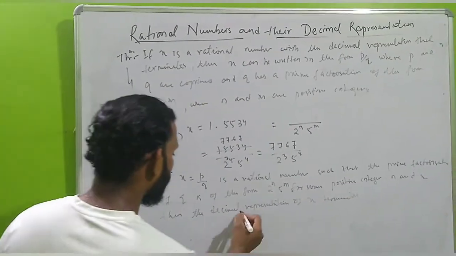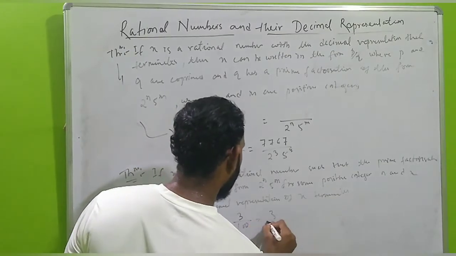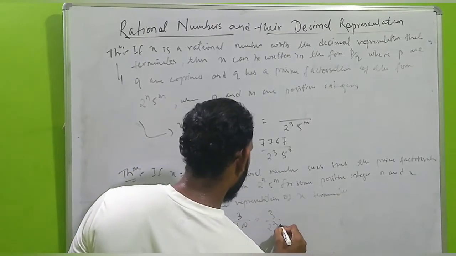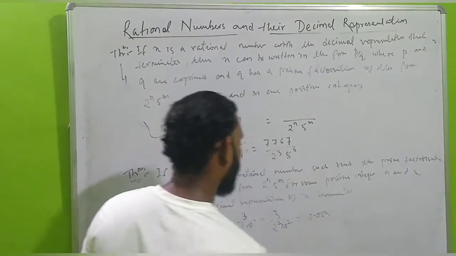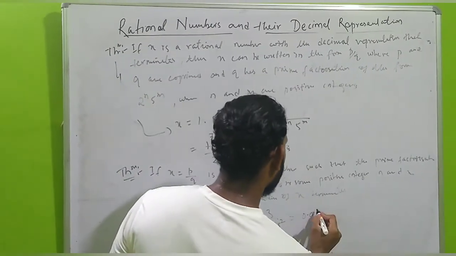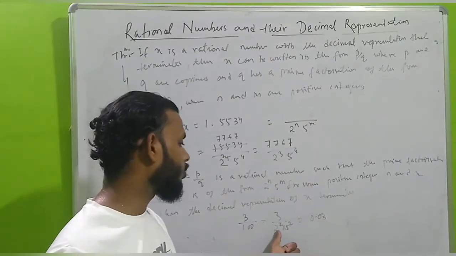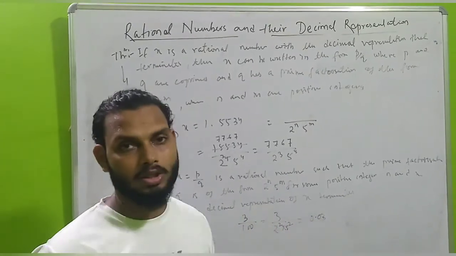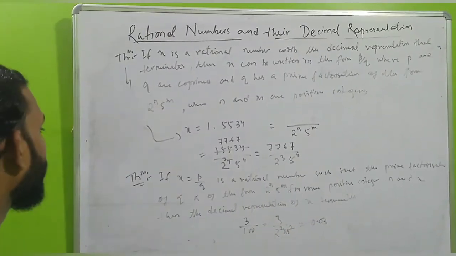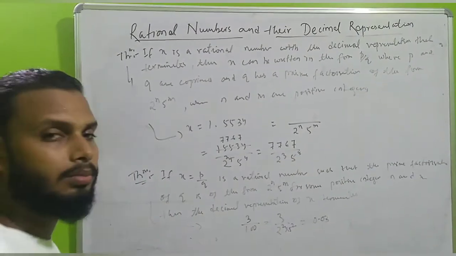So suppose we consider 3 by 100, that is 3 by 2 to the power 2 into 5 to the power 2. So you can see this will be 0.03. That is fine. So you can see if the denominator is in the form of 2 to the power n into 5 to the power m, the decimal representation will be terminating. So these are two theorems, and you can justify this theorem by using this example.